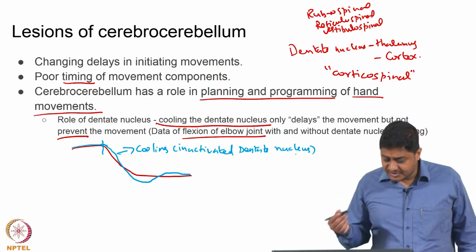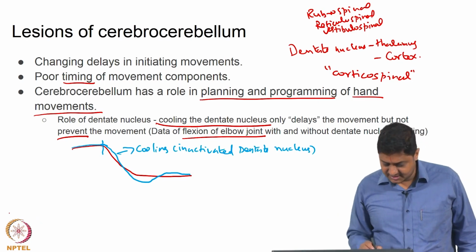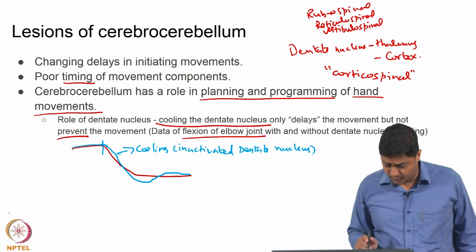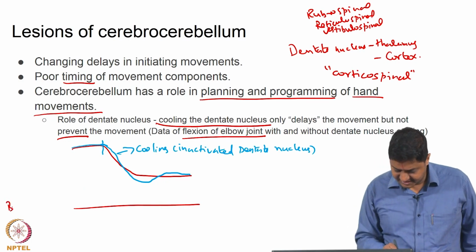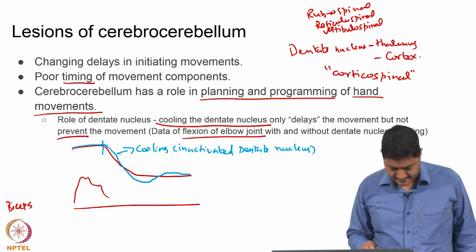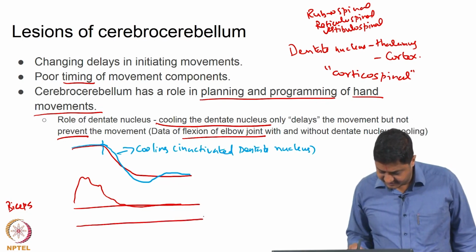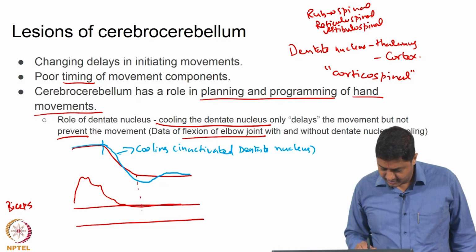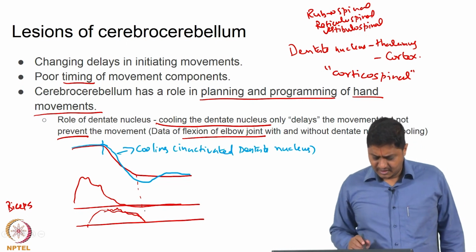So, that is one. Then what happens to EMG? What happens to EMG, right? In the case when there is no cooling, or in the control case, suppose this is biceps activity, let us say this is biceps activity, suppose the biceps activity is starting here and then it is ending there, right. And then I am going to draw the triceps activity there. So, the movement has to end here. So, the triceps activity starts around that point and then ends approximately there, for example, right.